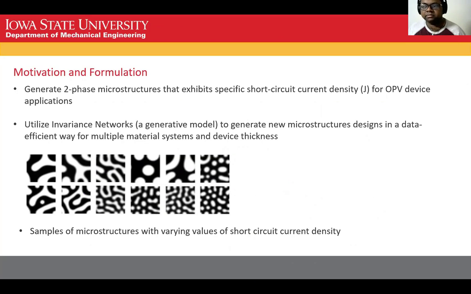So we begin with a brief motivation of the problem. We are interested in solving a two-phase microstructure generative design problem, which exhibits specific short circuit current properties. Examples of these two-phase microstructures with different short circuit current density values are shown at the bottom. Generating such microstructures is very difficult using traditional design optimization tools. Here we use generative design so that we can leverage the data which we can generate from actual physics simulations.